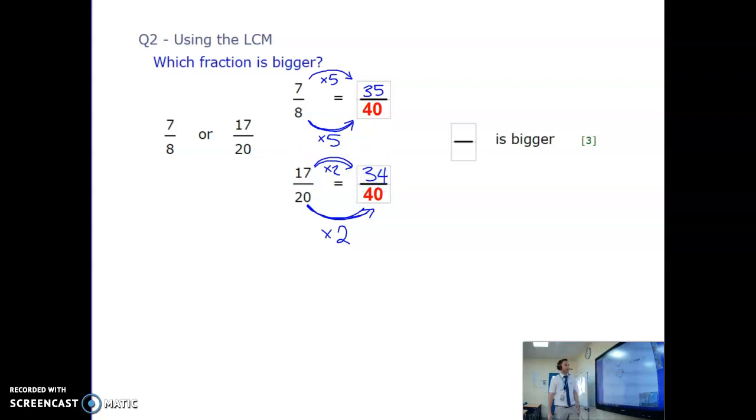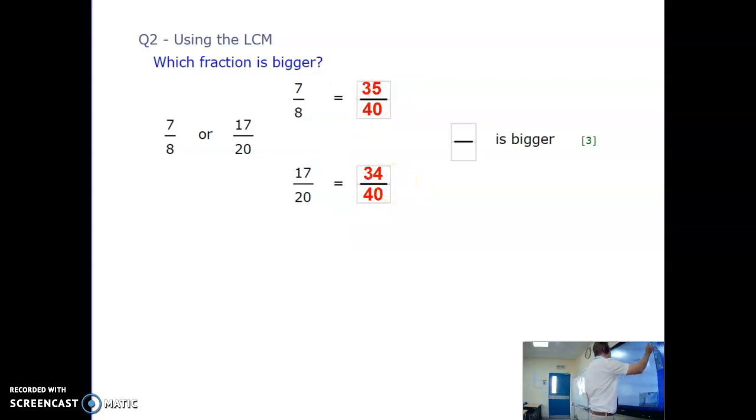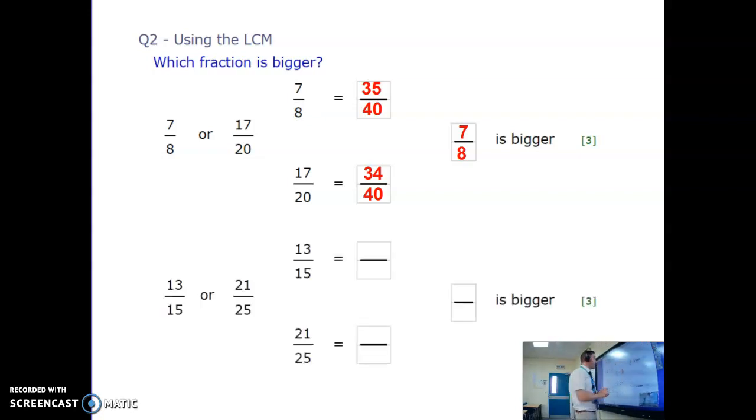Well, now I can compare these fractions, 35 over 40, or 34 over 40. Pretty clear to me that 35 is bigger than 34, and therefore 7/8 is the bigger fraction. Let's have a look at another example. Down here we have 13 over 15 or 21 over 25.